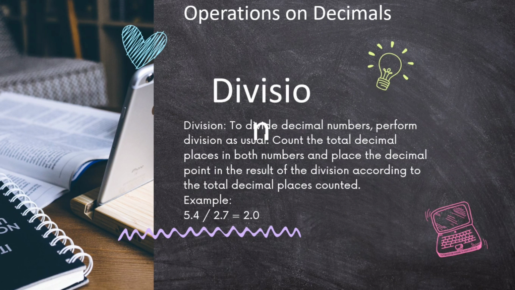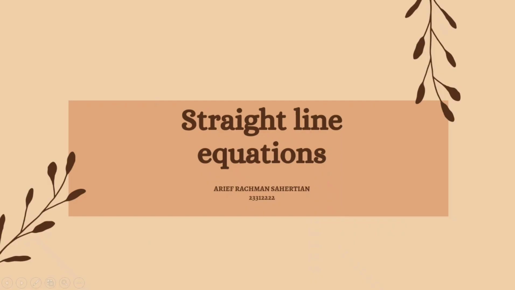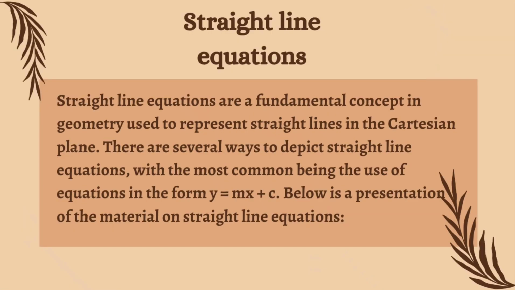Division. To divide decimal numbers, perform division as usual. Count the total decimal places in both numbers and place the decimal point in the result of the division according to the total decimal places counted. Example is this number. Straight line equations.